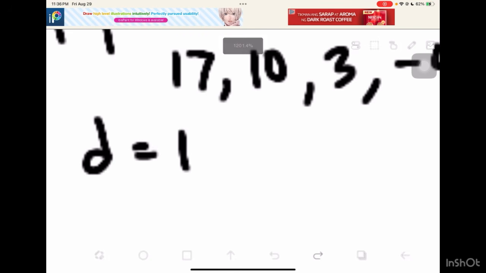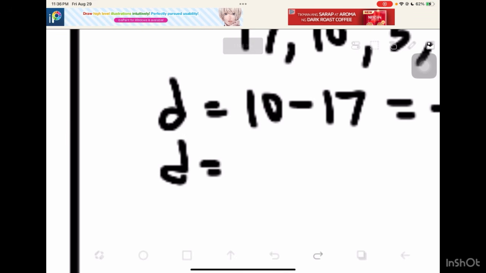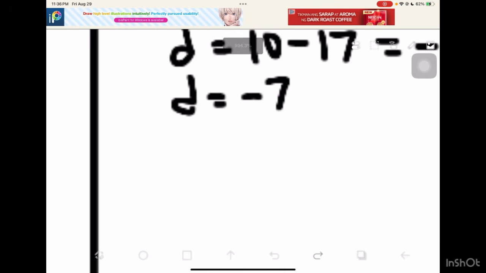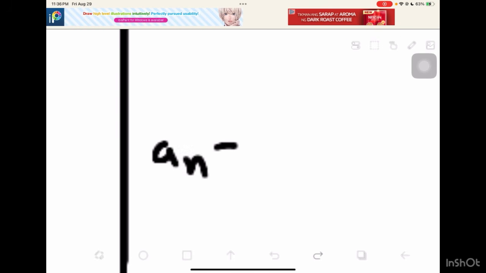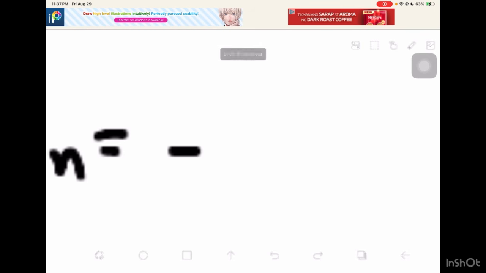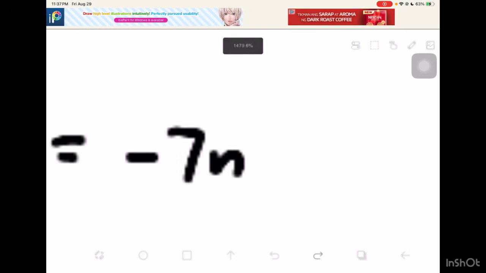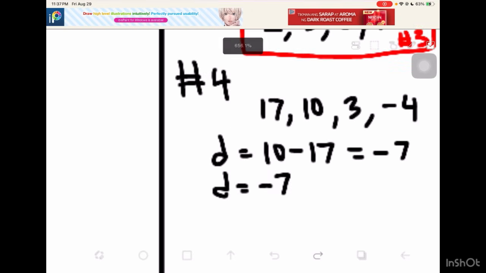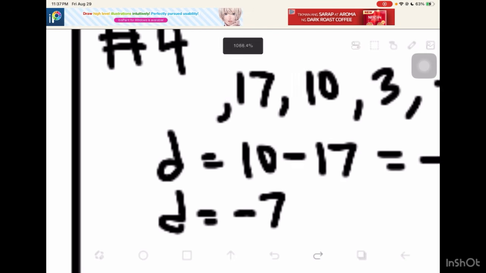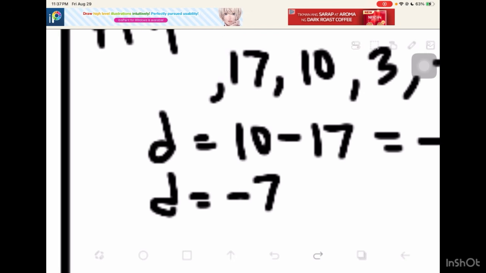So let's find the d. Our d is equal to 10 minus 17, which is equal to negative 7. To form the explicit formula, once you have your d, I want you to attach the letter n right next to it, immediately. Then I want you to use this common difference and reverse the sign. So instead of negative 7, it's plus 7 now.